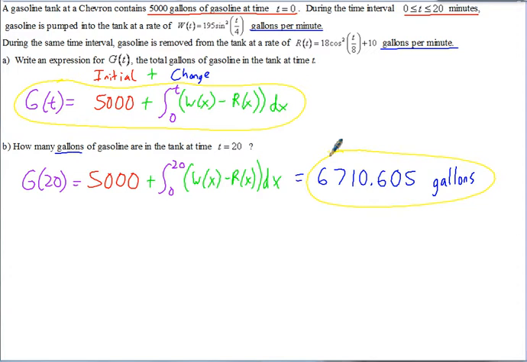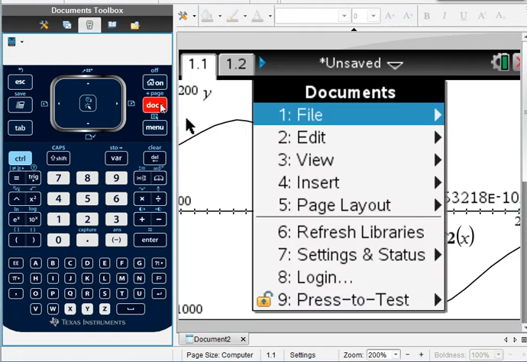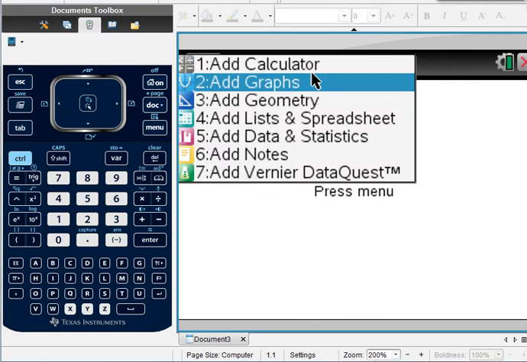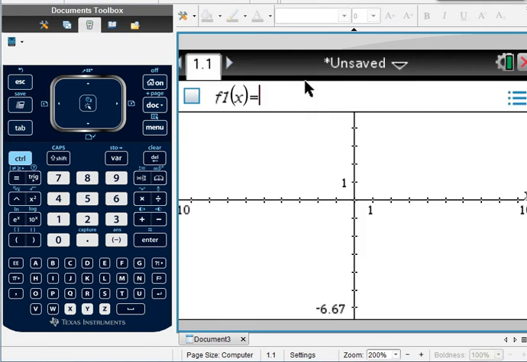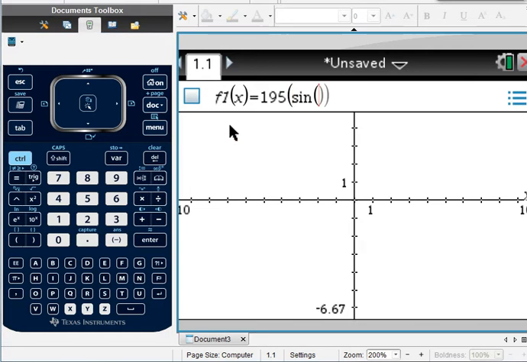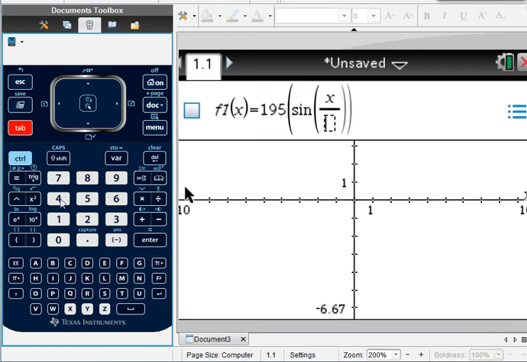Now let's do the same calculation on the Inspire. So I'm just going to open up a new document. I'm not going to save the other one. So add graphs. So let's go ahead and type in the first one, 195, again, open parentheses, sine of fraction there, x over 4. Actually put the squared on the outside so the whole sine gets squared, not just x over 4.